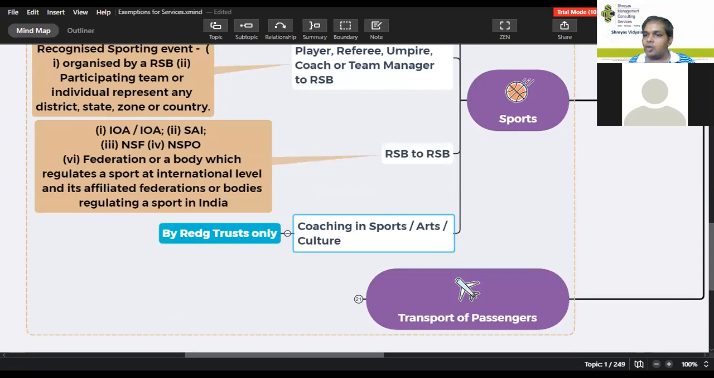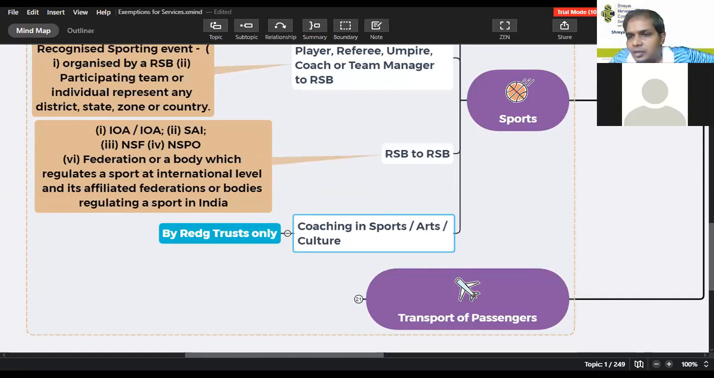Now, tell me how many people will be doing it through a registered trust? Very rare possibility. If at all they do a registered trust, that alone has been given exemption. So coaching in sports, arts or culture by a registered trust alone is exempt. Earlier it was any person, now only through a registered trust in GST they have been given exemption for the same.